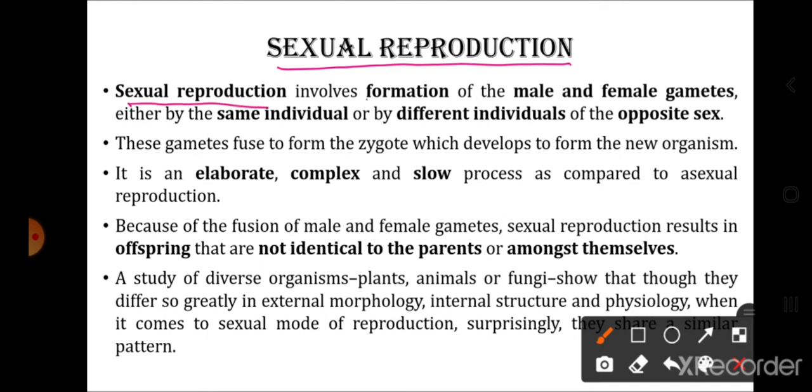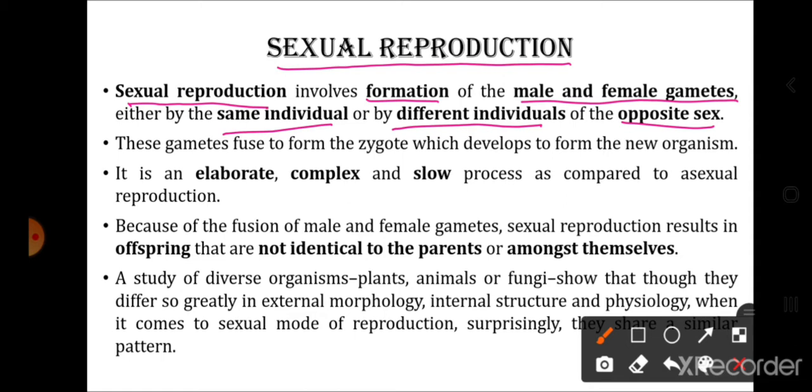Sexual reproduction involves formation of male and female gametes either by the same individual or by different individuals of the opposite sex. So what is involved in sexual reproduction? Formation of male and female gametes, that is the main thing. Now who will form that? The male and female gametes may be formed by the same individual, that is a single individual will form both male and female gametes, or they may be formed by different individuals.